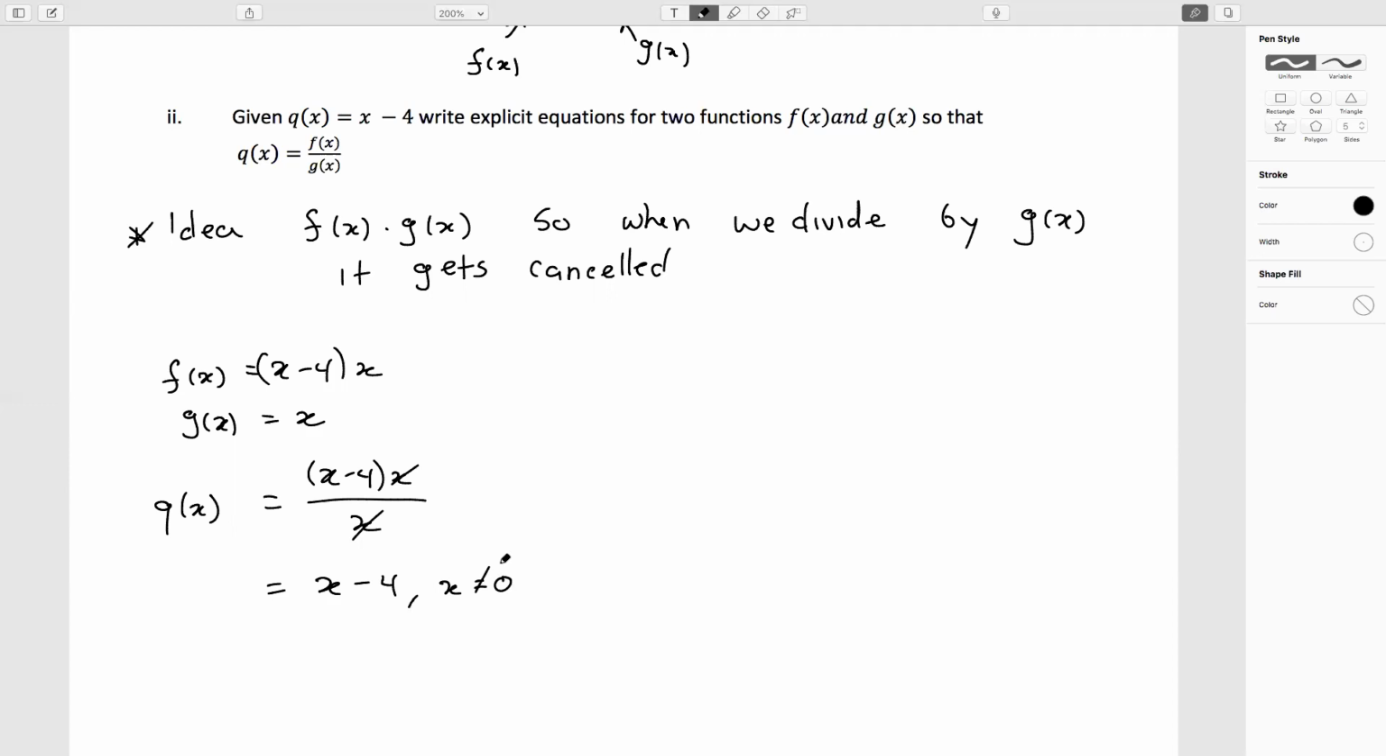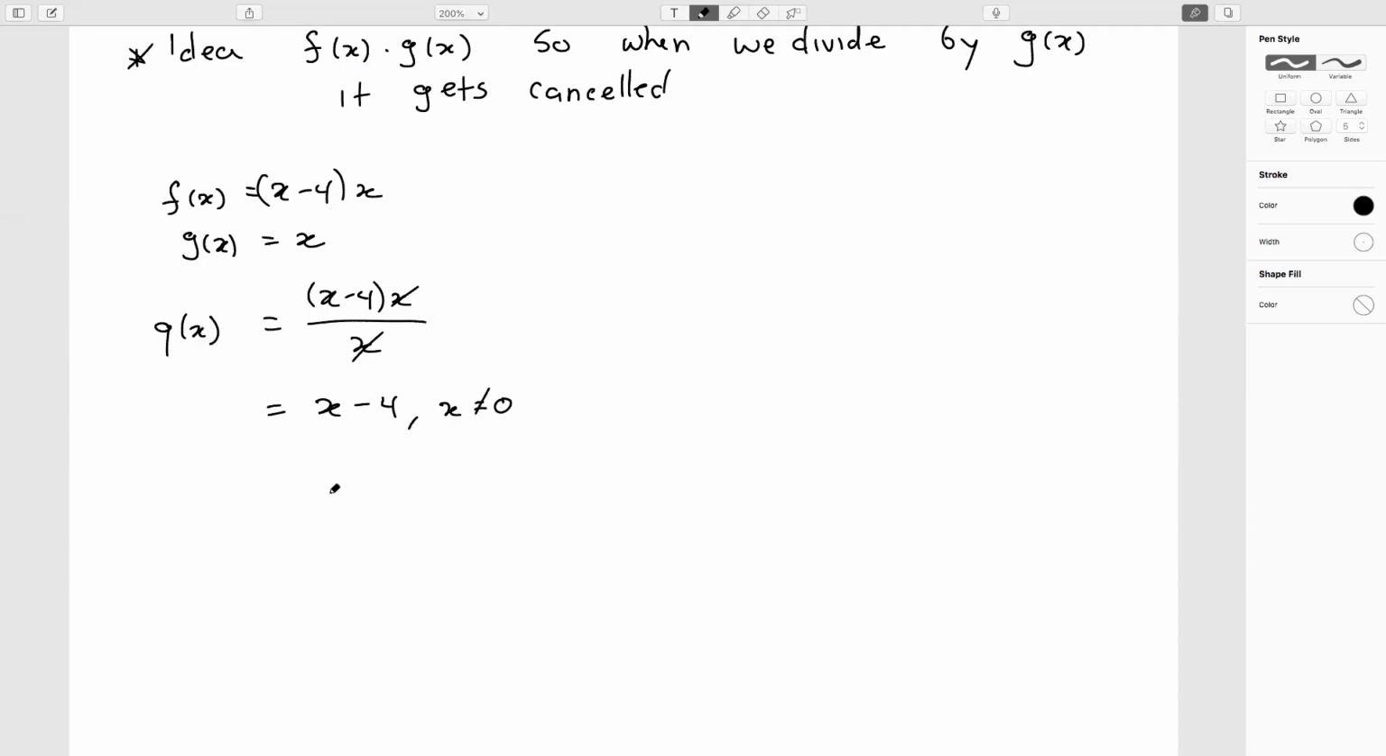That restriction makes this a new function. This is not just x minus 4 anymore. Technically, if we graphed it, it would literally be a straight line with a hole in it. It would look like this, but we would have this gap in the middle. So because of that, we've got to be a little bit creative. We can multiply f of x, or x minus 4, by anything, but it can't put a restriction in our denominator.